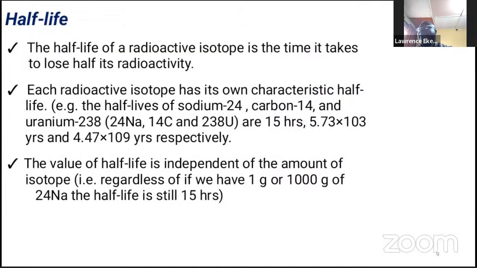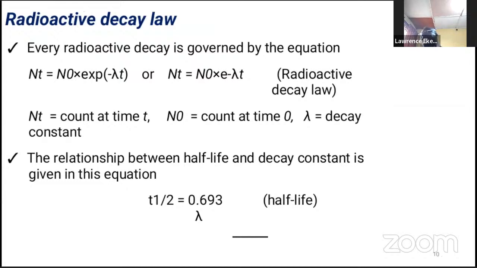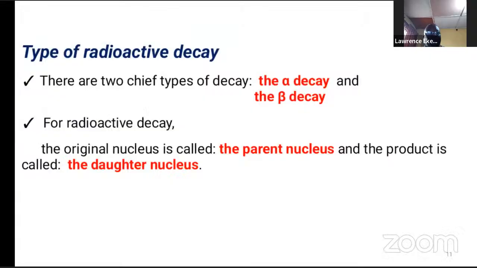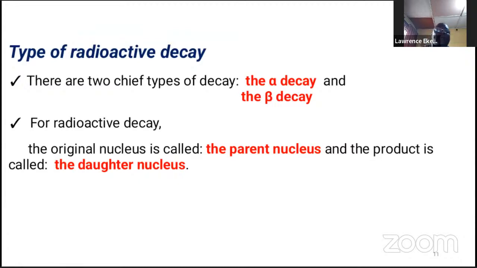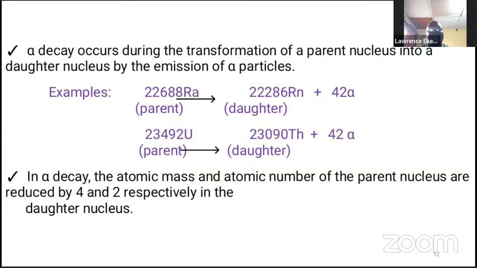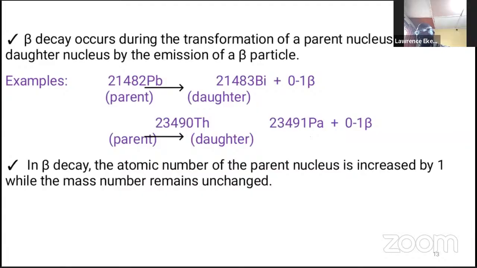Okay, so we've explained what radioactive decay is all about and how you can do the simple calculation using the two formulas that are before you. When disintegration is taking place in a radioactive atom, we call it radioactive decay. There are two major types: alpha decay and beta decay. The original nucleus of the atom is called the parent nucleus, and the product that is formed is called the daughter nucleus. We've explained all that.